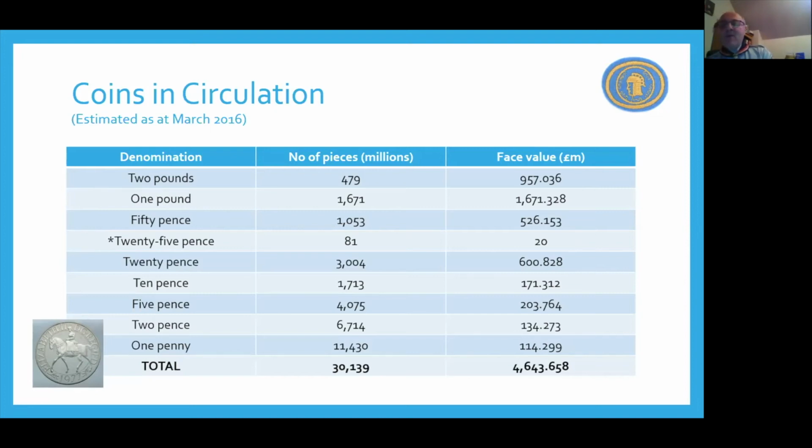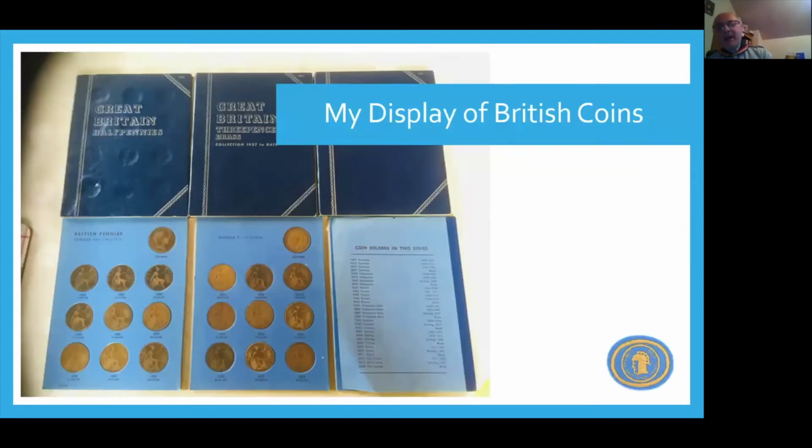Now, remember that £1 coin, because I'm going to come on to it. But before I do that, I'm showing you again my display of coins. That's how I actually keep them, and I have them tucked away in my folders.